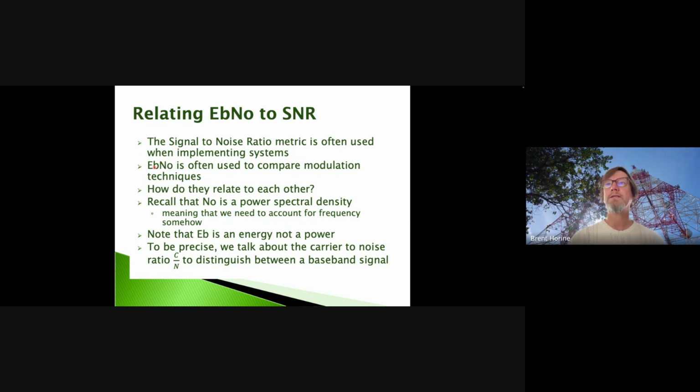If you look at some comparative plots, they're typically going to be in this EBNO, because really, what are we trying to transmit? We're trying to transmit information, right? And this energy per bit is not exactly the energy required to transmit a little unit of information from like a Shannon entropy concept, but it's very close, right?